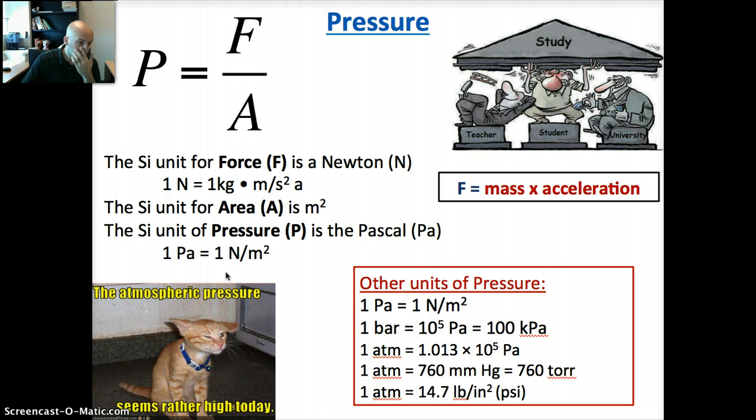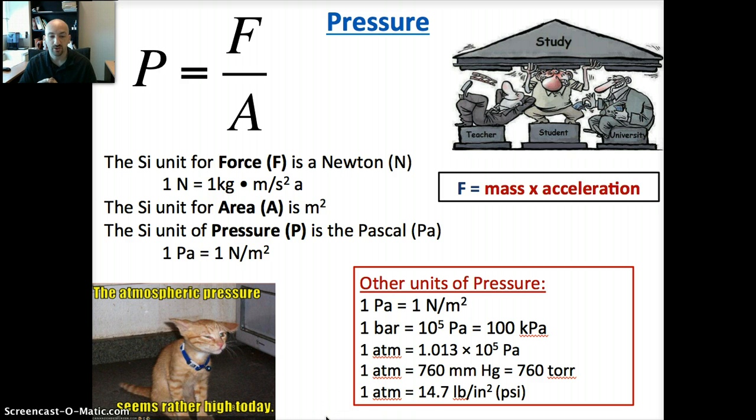Okay. Well, if we know the mass and acceleration of a particle, then we can actually determine the force of that particle as well. Okay, and so we should be familiar with these other units of pressure. I will give you these on an exam. I don't expect you to know them. The one thing I do expect you to know is that 1 atmosphere is equal to 760 millimeters of mercury, which is equal to 760 torr. Okay, that one's important for you to know.